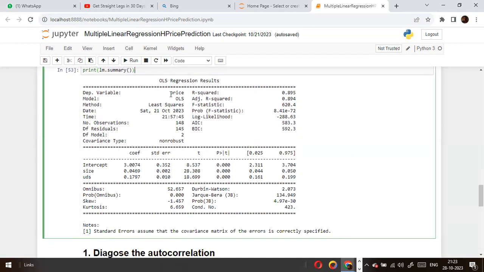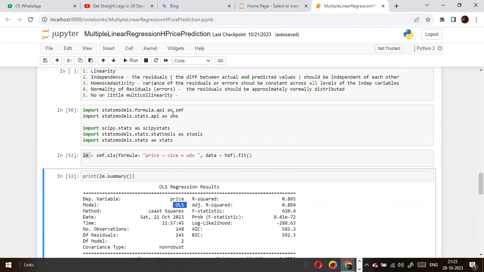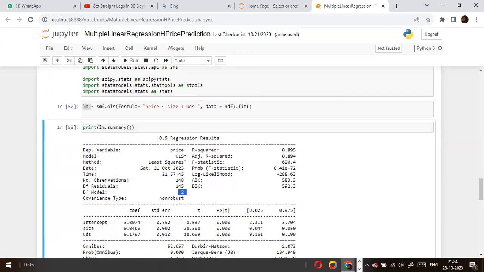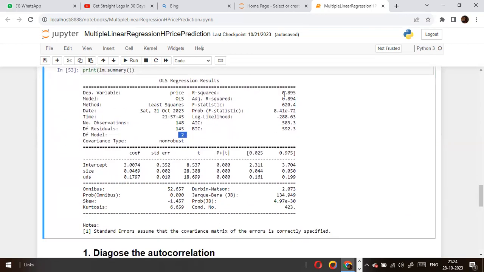Here you can see the independent variables used and what the model is: ordinary least squares. The method is least squares, look, it is given right here. It also shows on which date and at what time we ran the model, the number of observations, how many records we used, how much error we got, and the degrees of freedom. So the number of columns is 2, and then R squared.